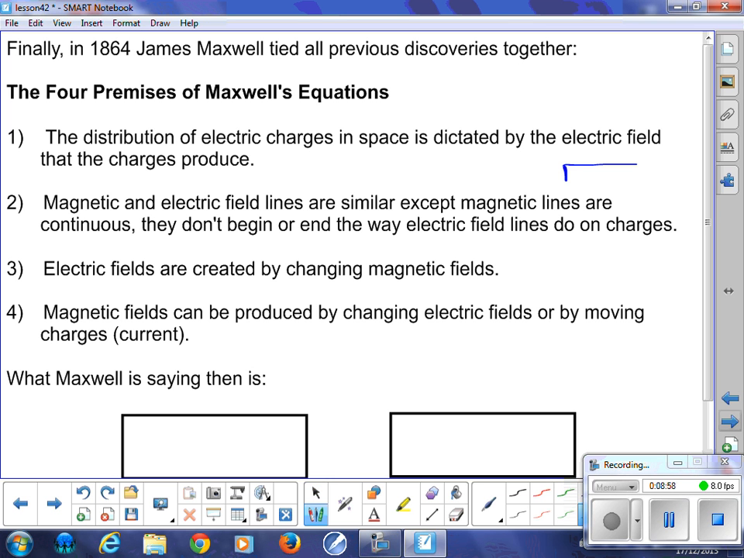If I have a bar magnet, north, south, the field line will go all the way around and then goes through the magnet, and it's continuous. It keeps going forever, whereas with a charge, it starts and ends with the charge. So it's not continuous. Number 3, electric fields are created by changing magnetic fields. So if we have a changing magnetic field, we can create an electric field. And the fourth one, magnetic fields can be produced by changing electric fields. So 3 and 4 are the counter to each other.